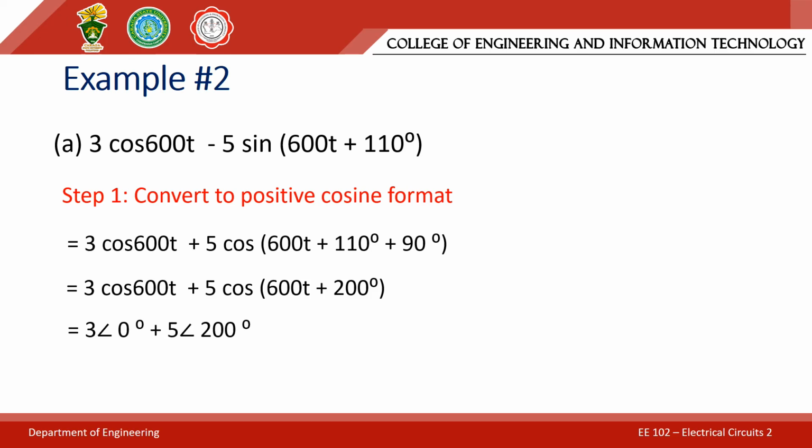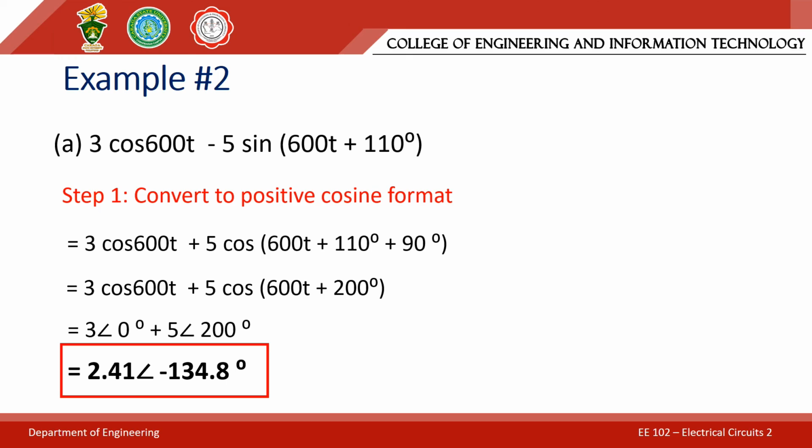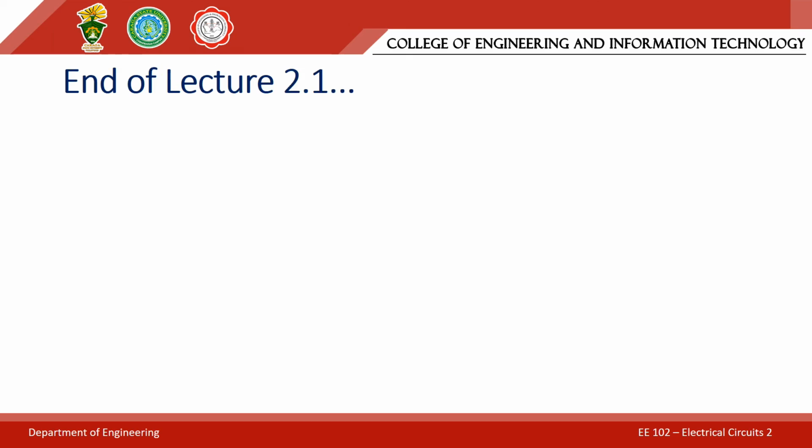So, applying the basic addition of phasors, you can now have your answer: 2.41 angle negative 134.8 degrees. So that's the basics of phasor.